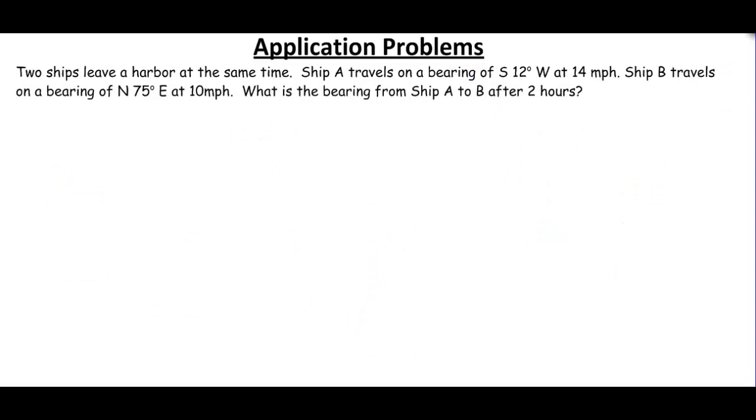So my last example says 2 ships leave a harbor at the same time. Ship A travels on a bearing of south 12 degrees west at 14 miles per hour. Ship B travels on a bearing of north 75 degrees east at 10 miles per hour. What is the bearing from ship A to ship B after 2 hours? Now this is different because I'm asking what is the bearing. These are always a little bit more difficult because you're now solving for an angle, and our angle problems seem to be a little bit harder for us.